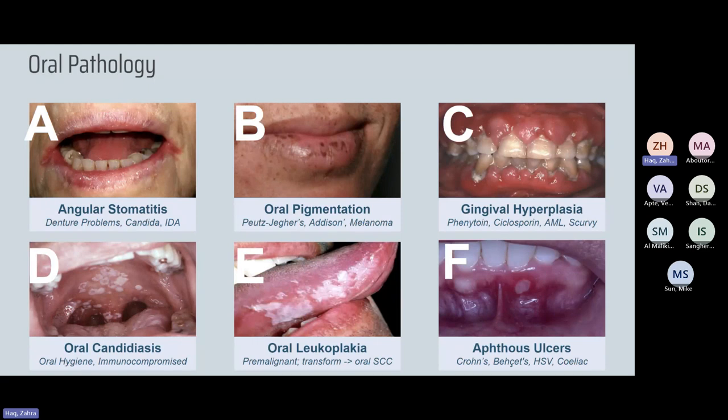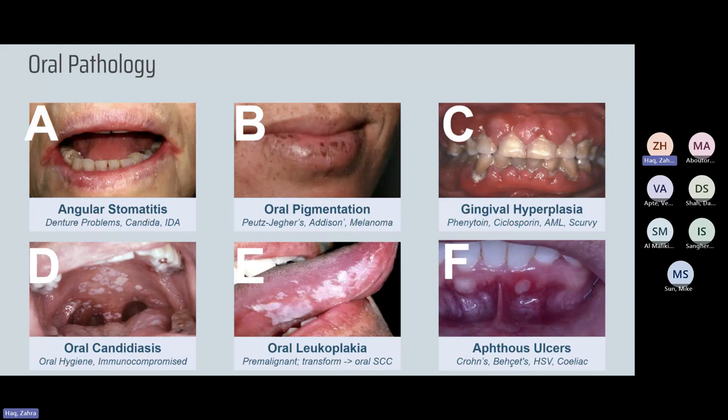B is oral pigmentation. This is freckling on the lips, which is quite characteristic of Peutz-Jeghers, Addison's, and also melanoma as well. C is gingival hyperplasia. As you can see, the gums have hypertrophied. They look quite swollen. This is a side effect of phenytoin, cyclosporin, and can also be caused by acute myeloid leukemia and scurvy as well.